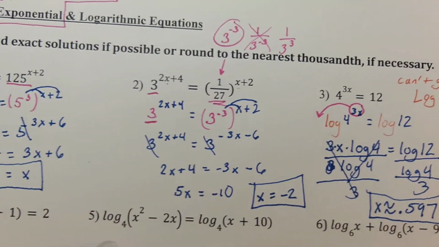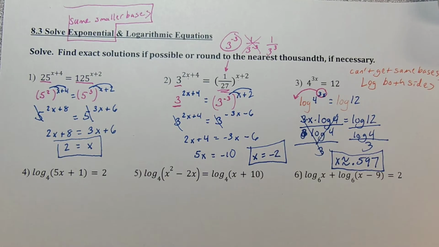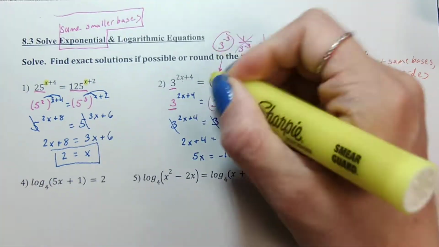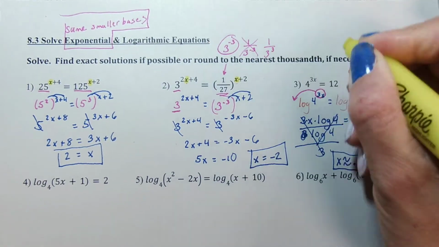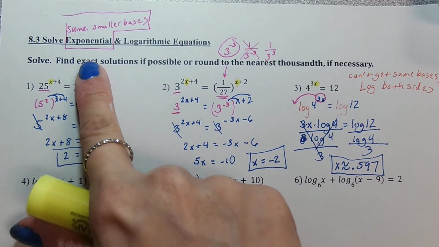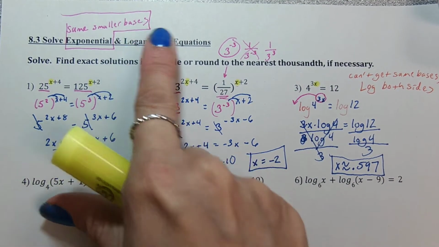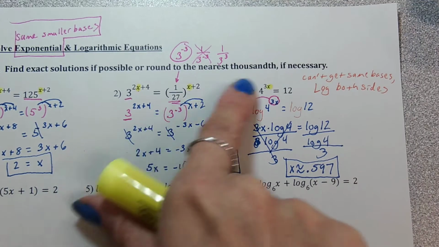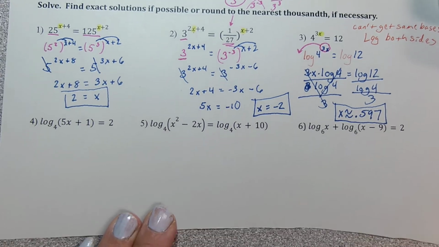Folks, any questions on the solving exponentials? And again, how do I know I'm working with an exponential equation? Because your variable x is going to be up in that exponent position. So for an exponential equation, we want to get the same smaller bases, being wary of any fraction problems. And if we can't get the same bases, we log both sides.